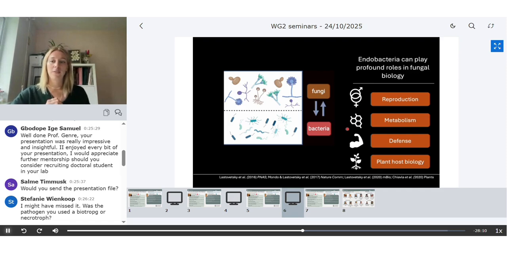Endobacteria can also affect fungal metabolism. For example, it's been shown that endobacteria can affect fungal lipid metabolism and reactive oxygen species metabolism. Endobacteria can also play a role in defense by producing special toxins that protect their fungal host from its own predators, which are typically things like nematodes and amoebae in the soil. And there is also tantalizing evidence that endobacteria might affect the interaction between their fungal host and plants.